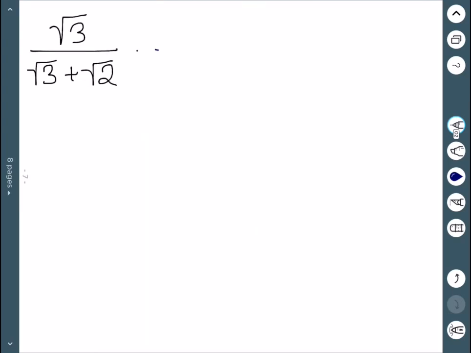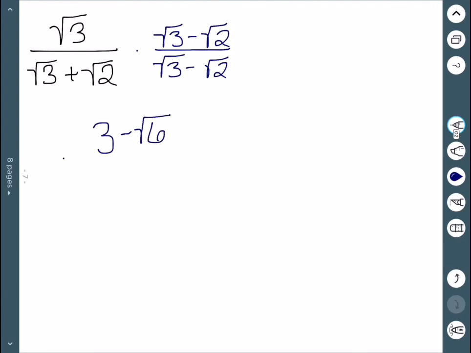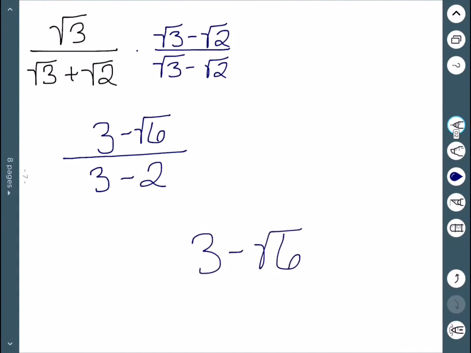The next one, here we would want to just change the sign in the middle. So the square root of 3 minus the square root of 2. And when we multiply this, we need to make sure we multiply out across. So the square root of 3 times the square root of 3 is 3. And then the square root of 3 times negative square root of 2 would be negative square root of 3 times 2. On the bottom, square root of 3 squared is 3, and the square root of 2 squared is 2. So the denominator is just 1. So we get 3 minus the square root of 6.